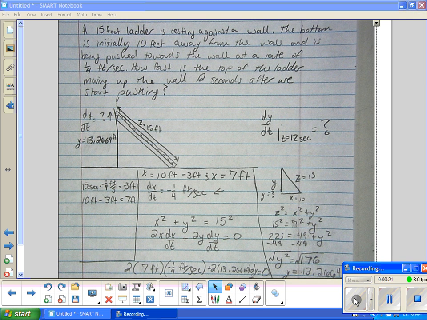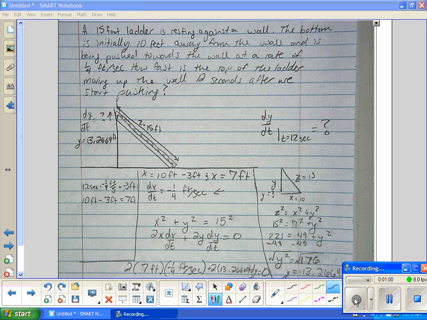So where I started was I figured out what my variables were. The ladder is 15 feet long, x at t equals 0 is 10 feet, and y was like 11 point something feet. I don't exactly remember. And I figured out that I needed to multiply negative 1/4 foot per second, because the ladder was moving in a negative direction, by 12 seconds to figure out where the ladder would be during the given time.